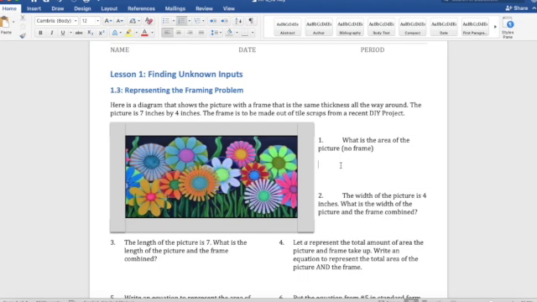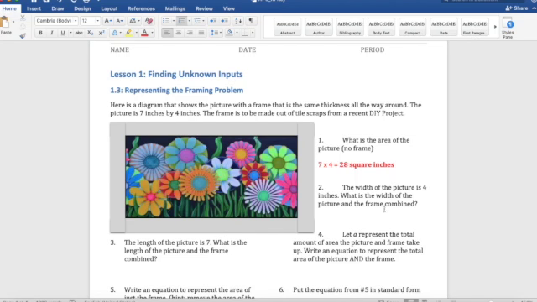What is the area of the picture? Well, the area of the picture is 7 by 4, which is 28 square inches. Okay, so that'll be an important piece to our formula later, that 28 square inches.